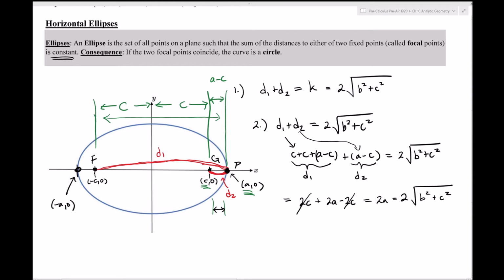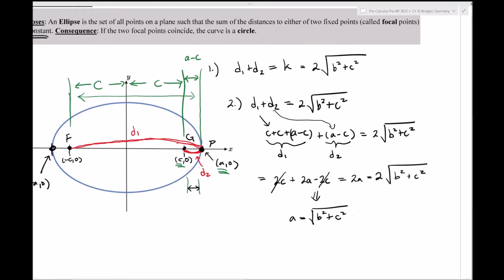So then I could simplify that. 2a is equal to 2 times this quantity. It must be the case that a equals the square root of b squared plus c squared, which I could manipulate a little bit more. You can square both sides.